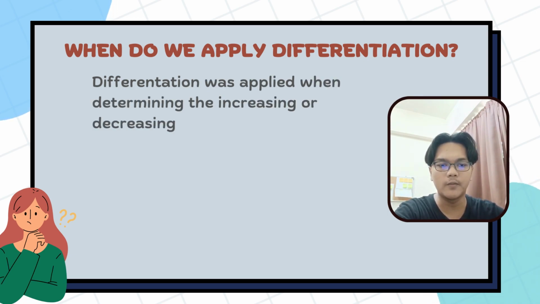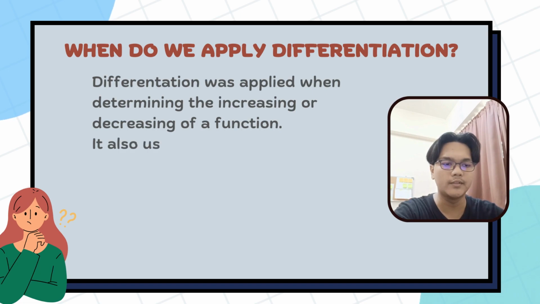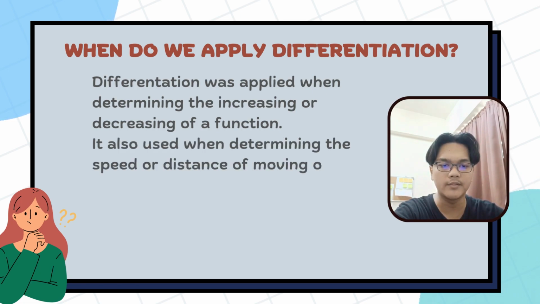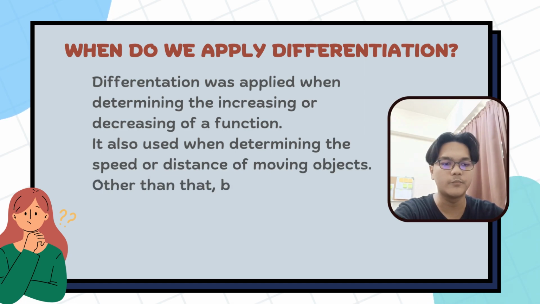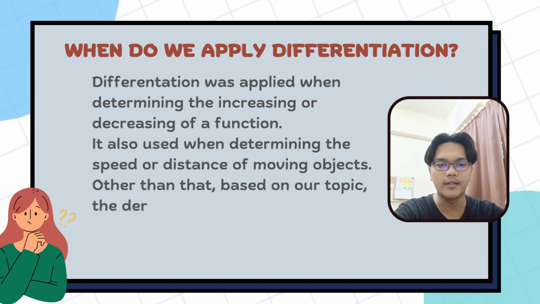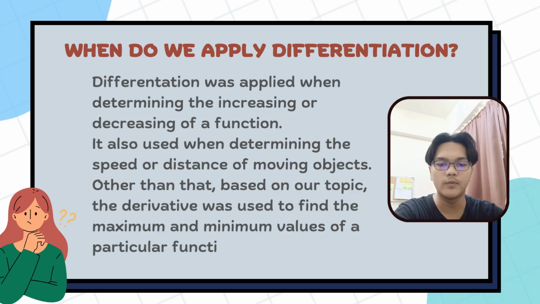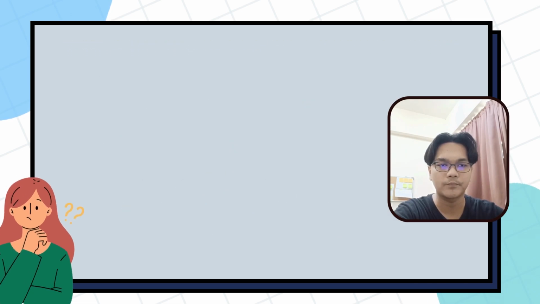Differentiation is applied when determining the increasing or decreasing of a function. It is also used when determining the speed or distance of a moving object. Other than that, based on our topic, the derivative is used to find the maximum and minimum value of a particular function.